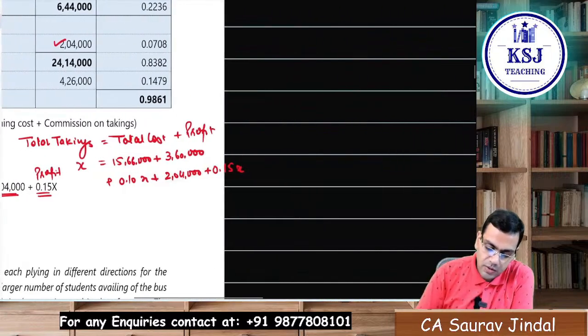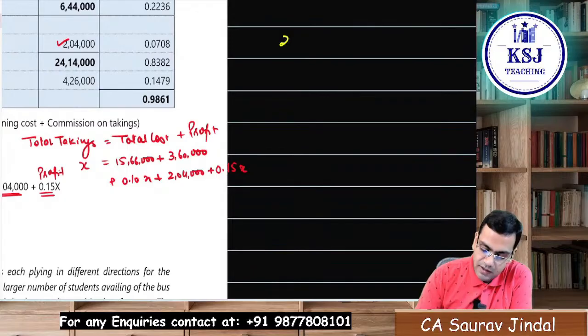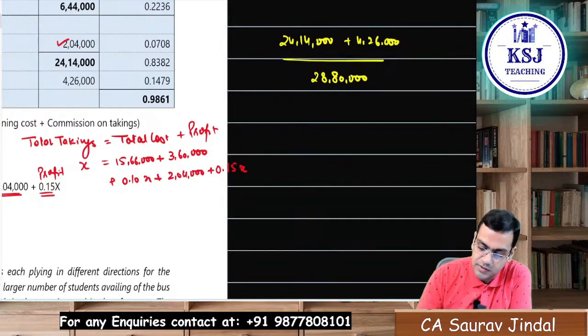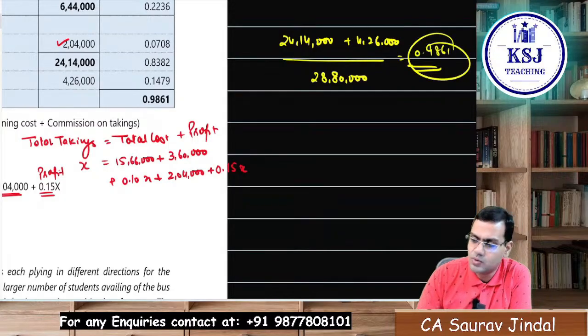That means what you can do is, sir, 24,14,000 plus profit of 4,26,000 divided by passenger kilometer, that is 28,80,000. That will give you 0.9861. So anyways you can calculate, sir.